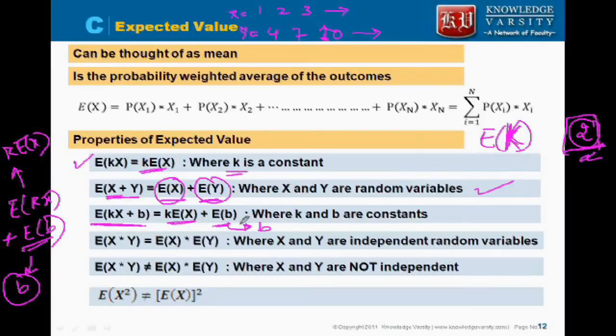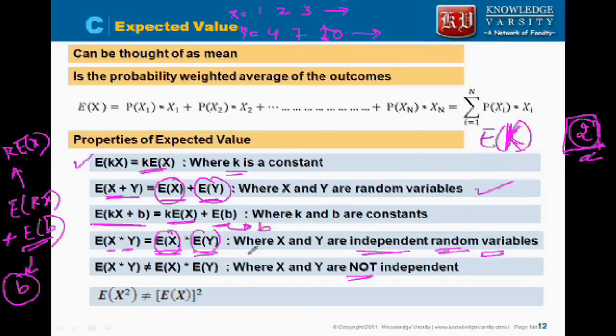Okay, so E[kX + b] can be written as k times E[X] + b. Now, when X and Y are independent random variables, you can write the expected value of X times Y as E[X] times E[Y]. So you can find E[X] and E[Y] and then put them in. However, if they are not independent, then it will not be the same. For independent variables, it will be E[X] times E[Y]. For not independent, it will not be the same.